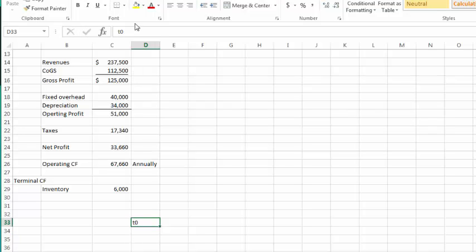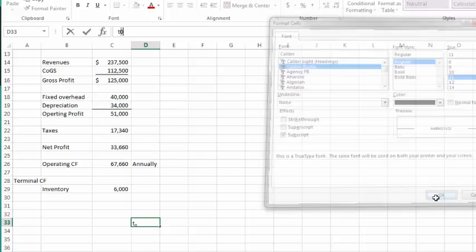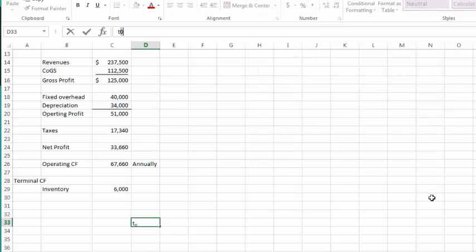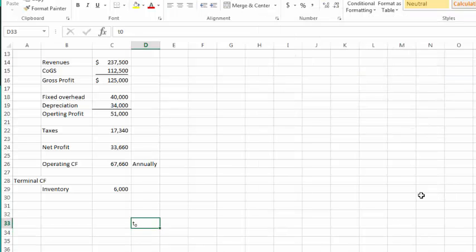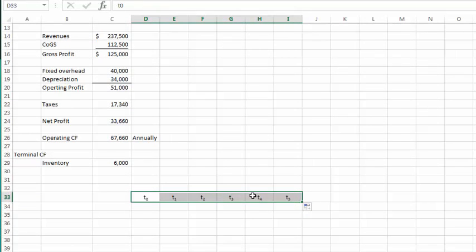And I'm going to go up and highlight my 0 and subscript it. I'm going to hit enter so that it does it, and then I'm going to center. I'm going to grab the little corner here and pull it across until it says T5, and you'll note that they're all T and subscripted 0 through 5.